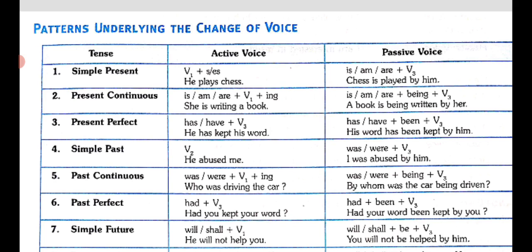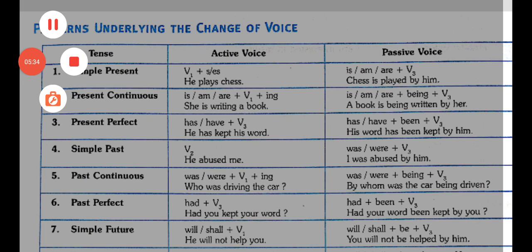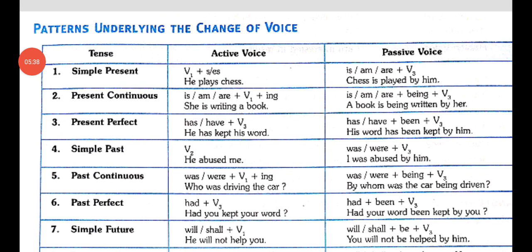If any sentence consists of first form of verb plus s or es, then we use is, am, are plus third form in passive voice. Like, he plays chess. First of all, object chess. Chess is singular. Is. Play changed into third form played. Chess is played by. He changed into object him. Chess is played by him.